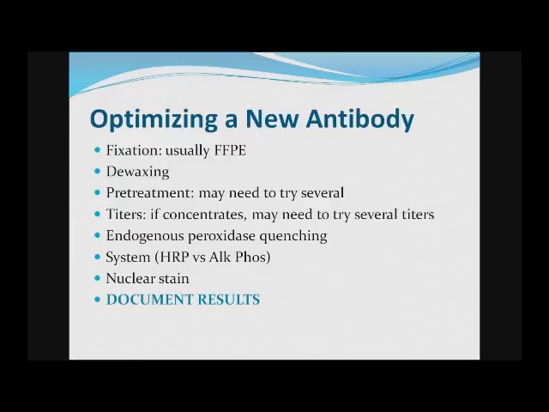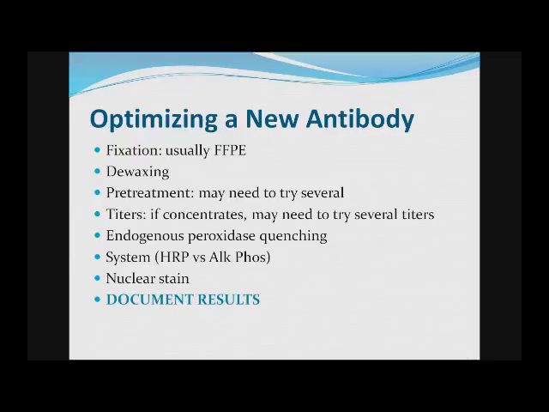Now, when you're optimizing a new antibody, you want to look at your fixation. Most of the time we work with formalin-fixed paraffin-embedded tissues. We want to make sure that we deparaffinize and pre-treat. You want to try several pretreatments on some of the antibodies. Not everything, but it's better if you have a baseline. You know what works better with EDTA, what works better with citrate.